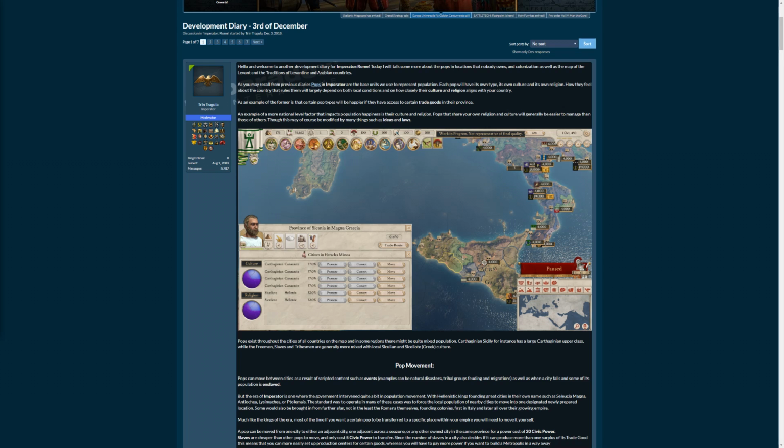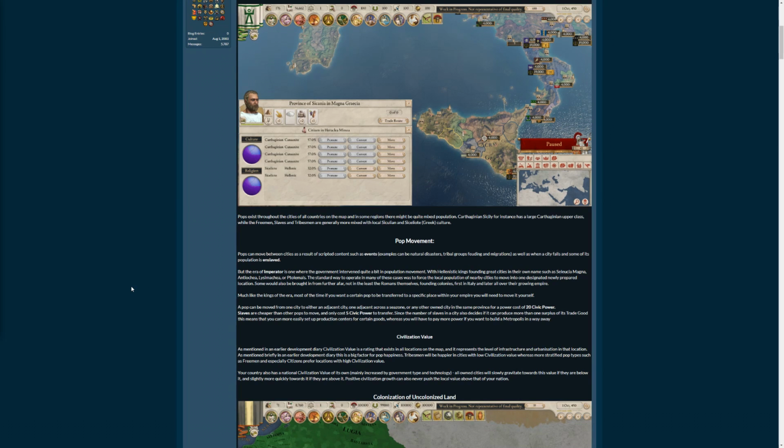The former is that certain POP types will be happier if they have access to certain trade goods in that province. An example of a more national level factor that impacts population happiness is the culture and religion. POPs that share your own religion and culture will generally be easier to manage than those of others, though this may of course be modified by many things such as ideas and laws.